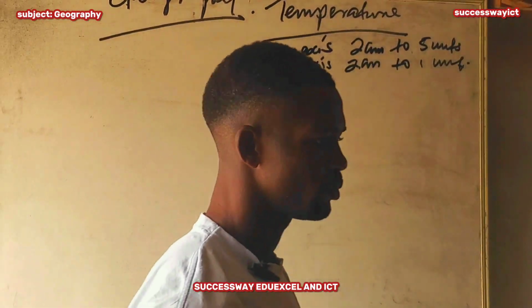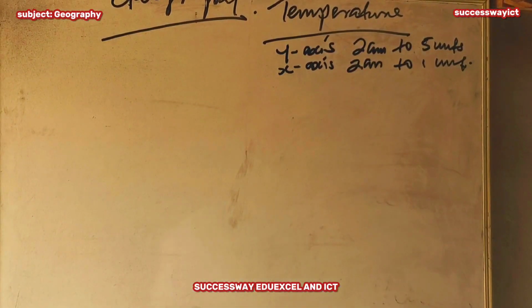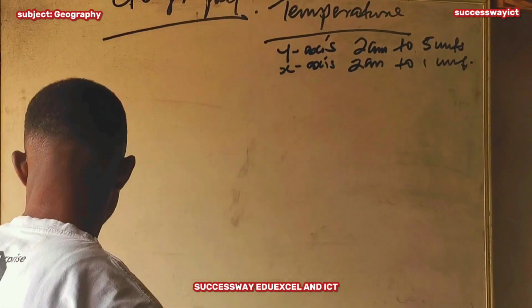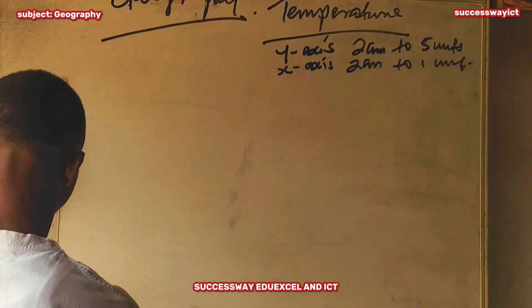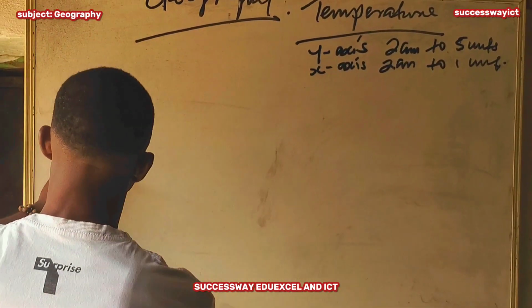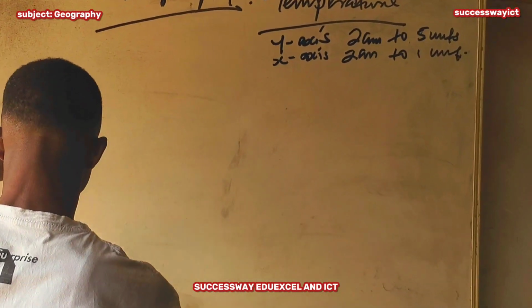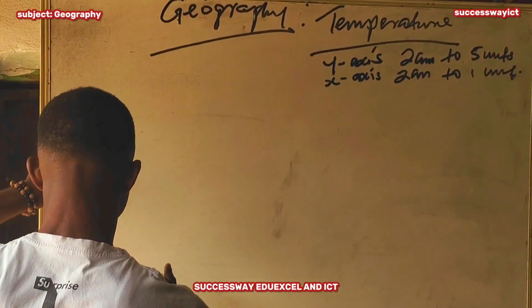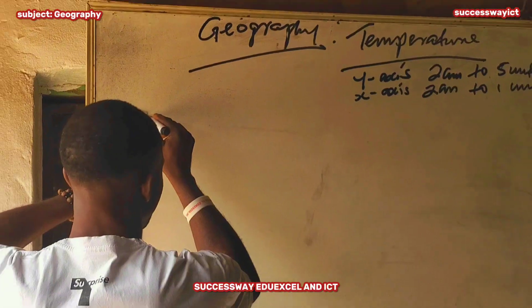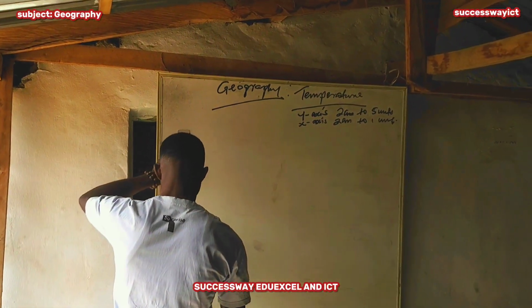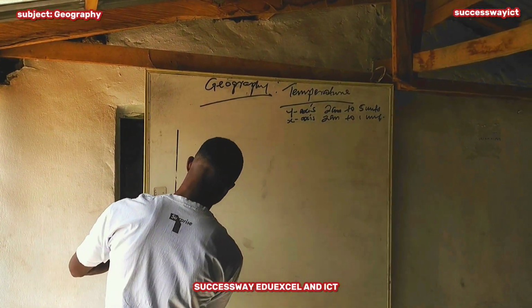Give me my meter rule. Your meter ruler. That's the y-axis. Like this is the x-axis.